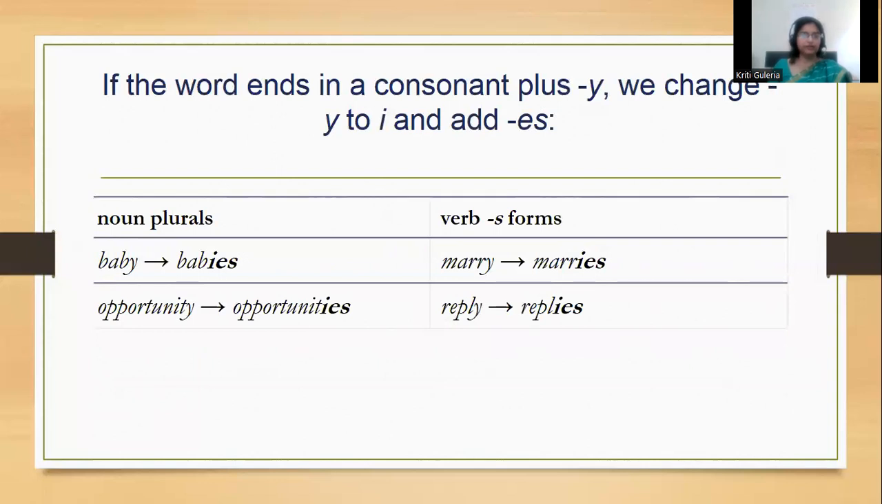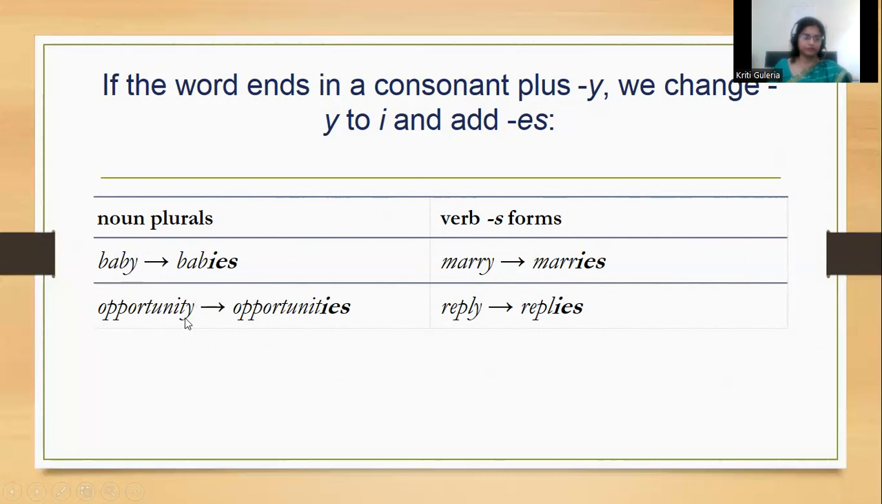Next is, if the word ends in a consonant plus y, what do we do? We have to change that y to i and add es. For example, baby is one word which ends with y, and just before y there is a consonant. There is no vowel. There's consonant b and y. So that y will change into i plus es. So always remember, y will become i, and we have to add es after that. So baby will become babies.